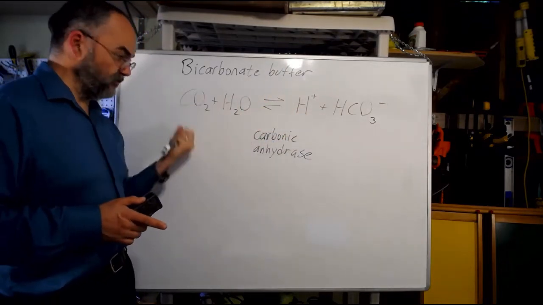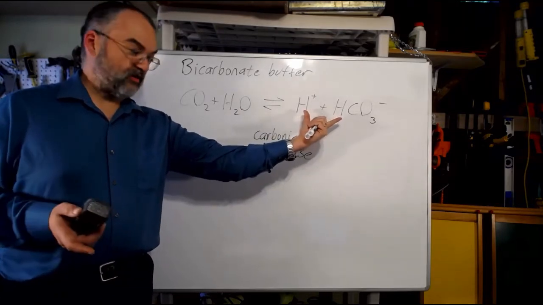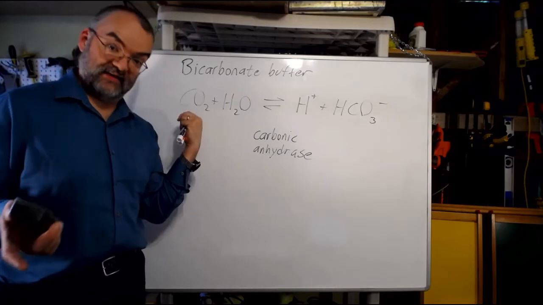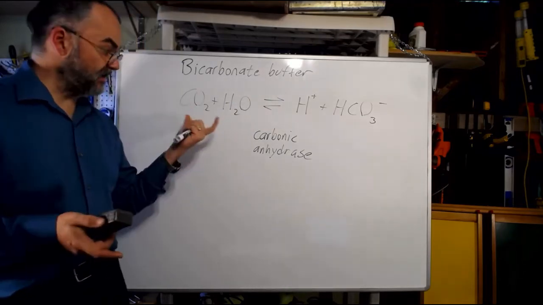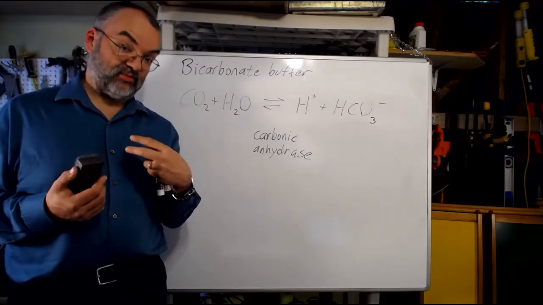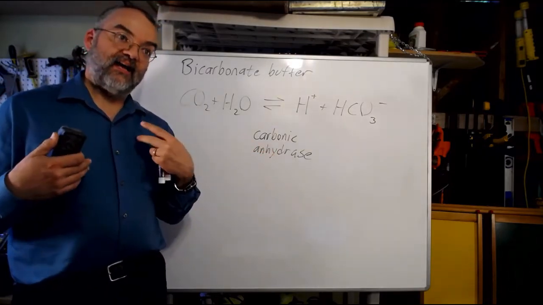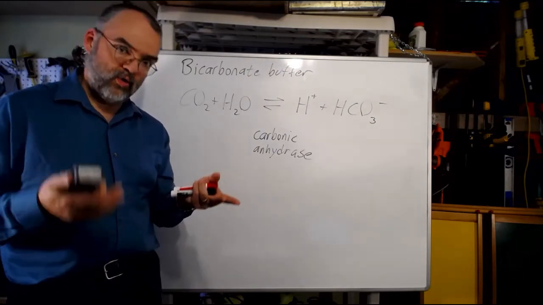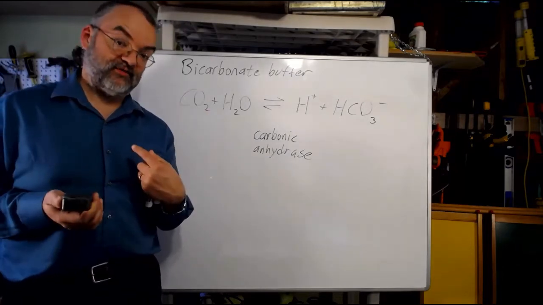If I remove CO2 from the blood, some of the proton in my blood, which is making it more acidic, will react with the bicarbonate to bring the equation back this way, removing H+ from solution, making the blood more alkaline. So by regulating how much CO2 I have in the blood, I can regulate the pH. If I hyperventilate, breathe much faster than I need to, I'm getting rid of CO2 faster than my body is producing it.